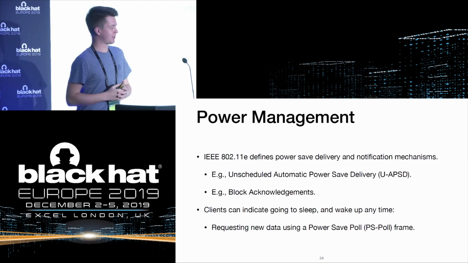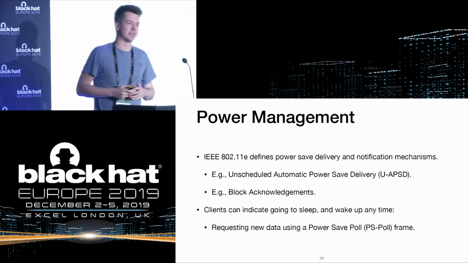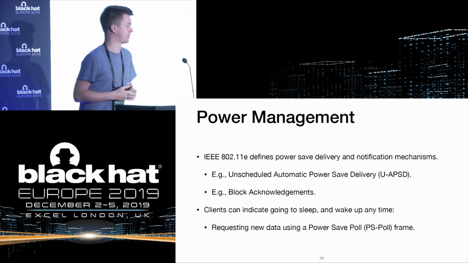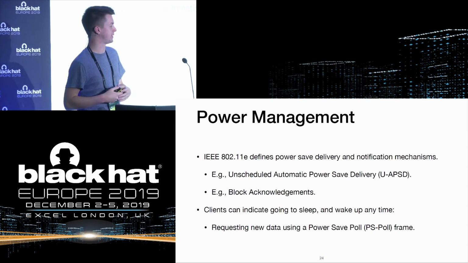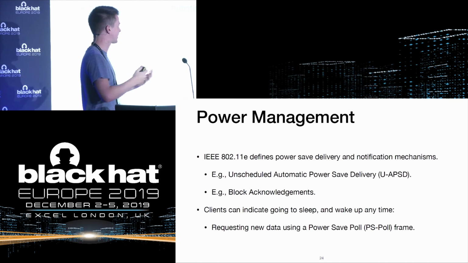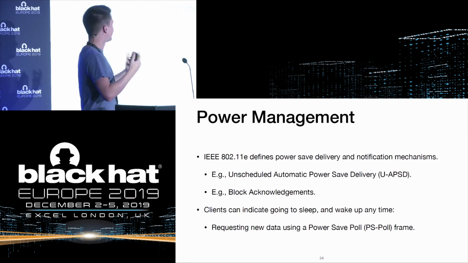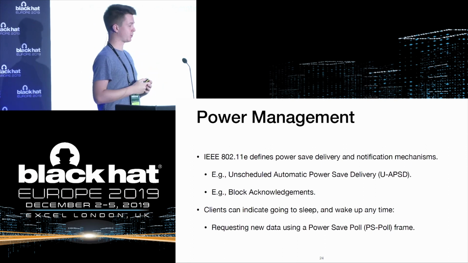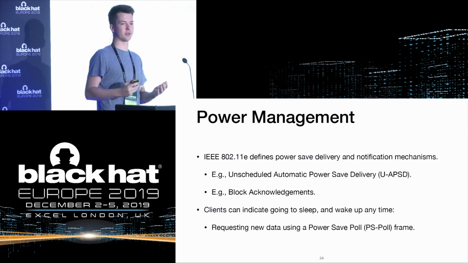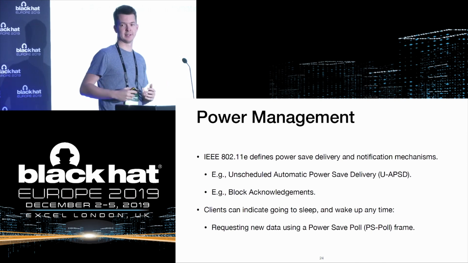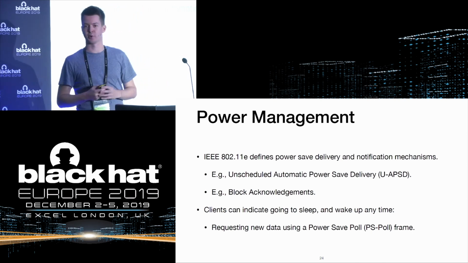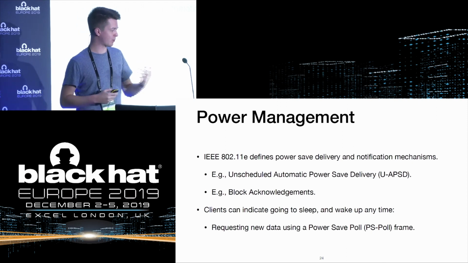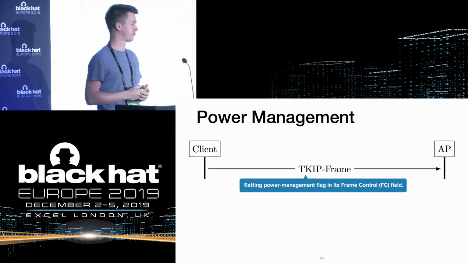So power management features were defined in the E amendment, and it defines features such as U-APSD, which means a client can go into power save mode in an unscheduled interval, which means the client can indicate it's going to sleep to save some power, and it will then notify the access point, hey, I'm awake, you can now send me all your data. And it requests new data using a power save poll frame.